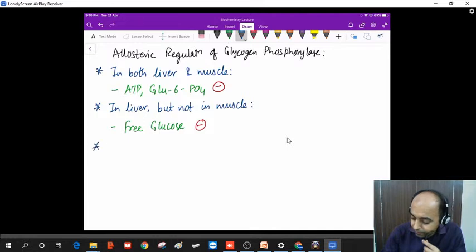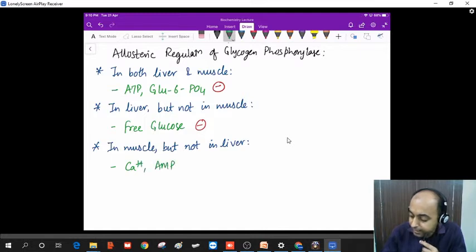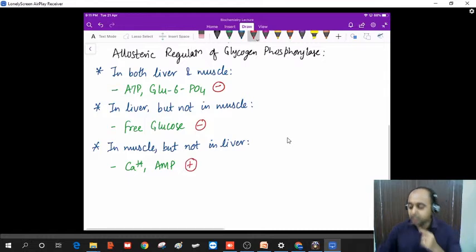Similarly, in muscle but not in liver, calcium and AMP will activate the glycogen phosphorylase.